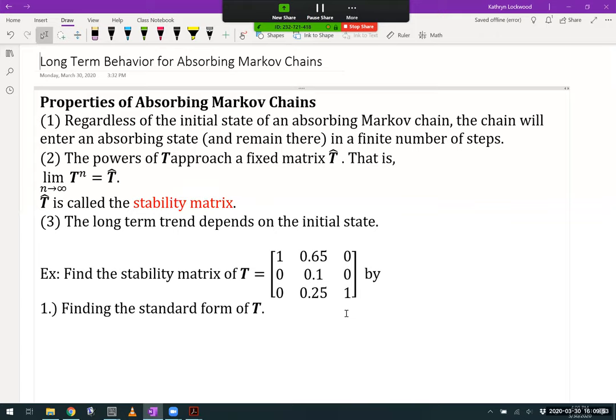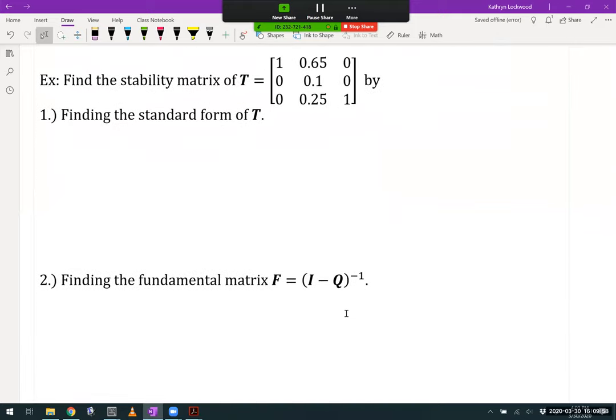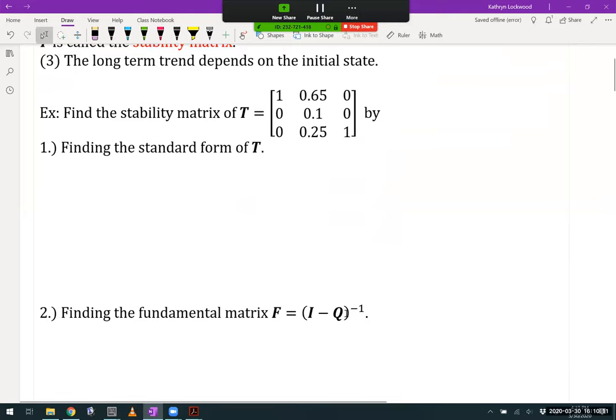Let's do a few examples finding the stability matrix, and I'll walk through the steps as we go through the examples. Beginning with a 3x3 transition matrix that represents an absorbing Markov chain with three states. We'll order the states as 1, 2, 3. Notice that we have ones on the diagonal for state 1 and state 3. That means states 1 and 3 are absorbing states.